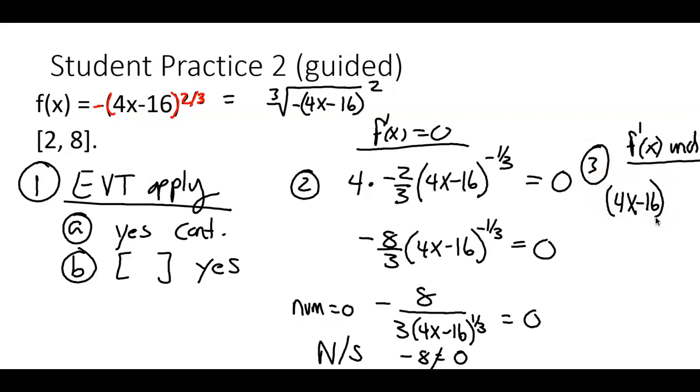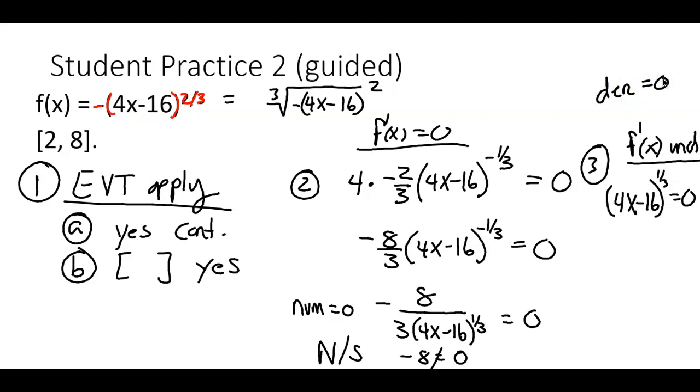What is it? 1/3? You set the bottom equal to 0. So when you have a fraction, to find where it equals 0, you set the top equal to 0. To find where it's undefined, you set the bottom equal to 0. Doesn't matter what the function is called, F or otherwise.